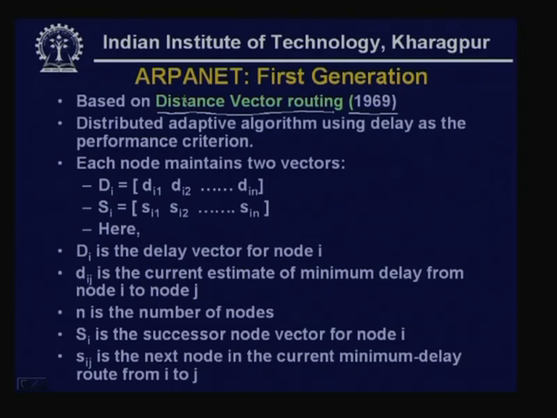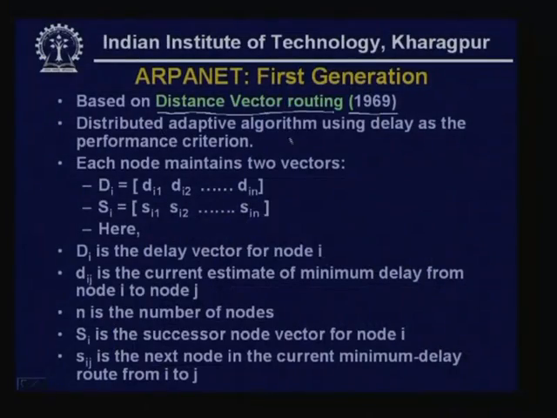So, this first generation algorithm, as I mentioned, is distance vector routing. As you already know, it is a distributed adaptive routing. So, there is no central controller; all the nodes take part in routing. It is a distributed adaptive algorithm using delay as the performance criterion. Each node maintains its distance vector, as you can see, two vectors: Di = (Di1, Di2, ..., Din).